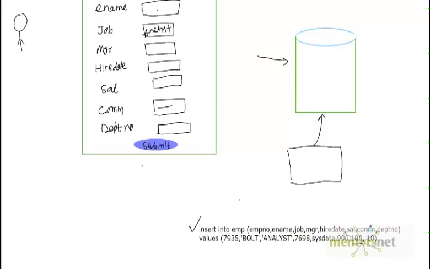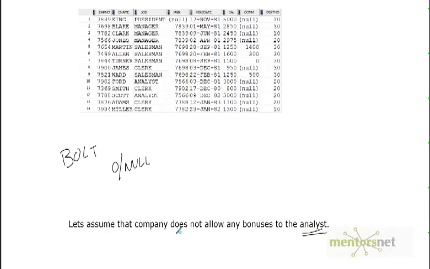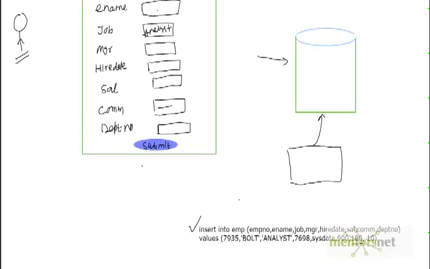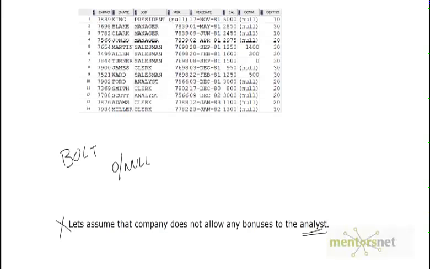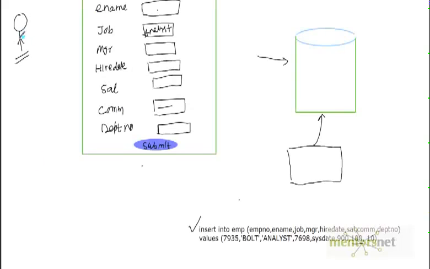If he puts the commission value as 100, then this data entry clerk is breaking the company rule that there will be no commission for analyst. So this rule is violated. Now the question is how can we prevent the data entry operator from inserting wrong data into the database. So that's one question.